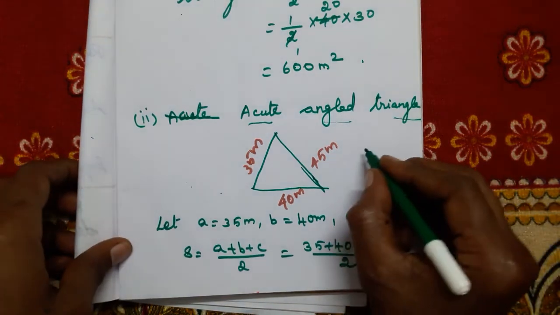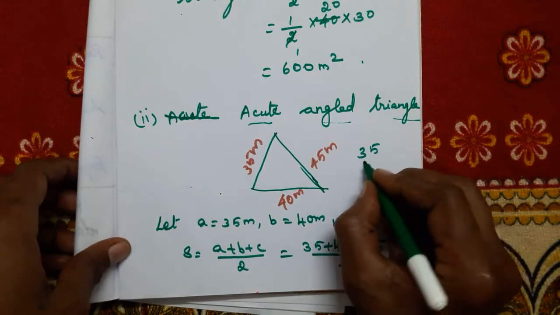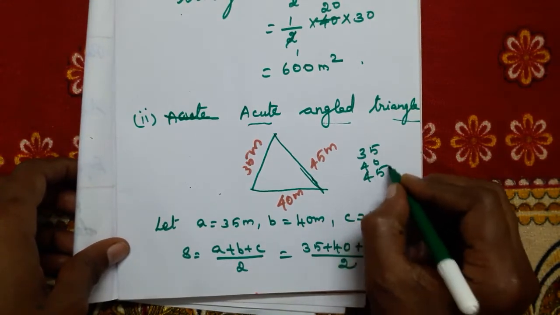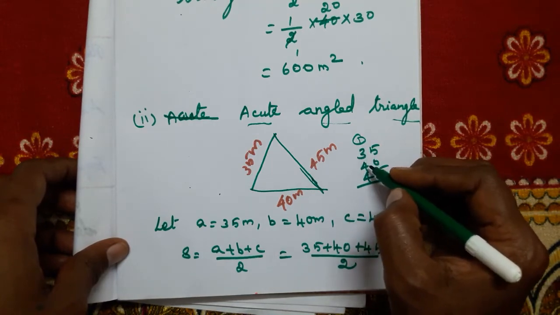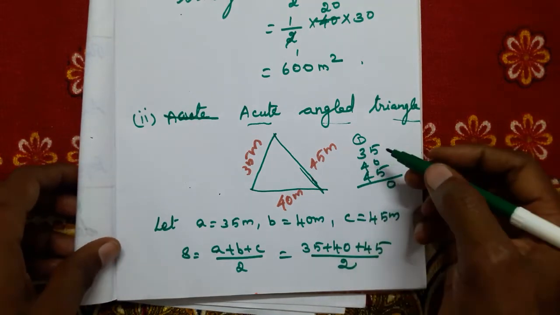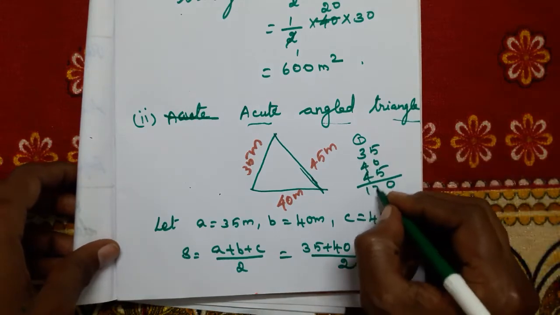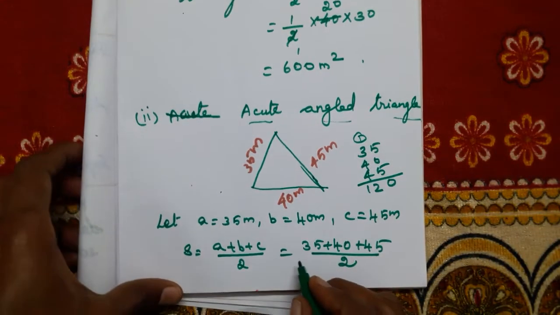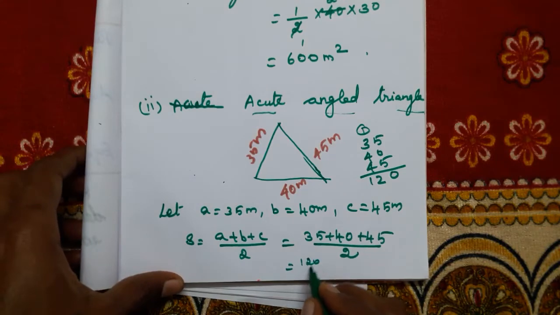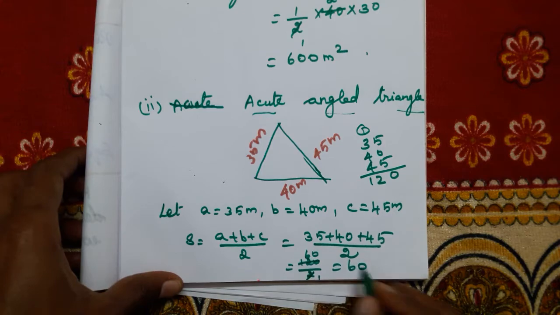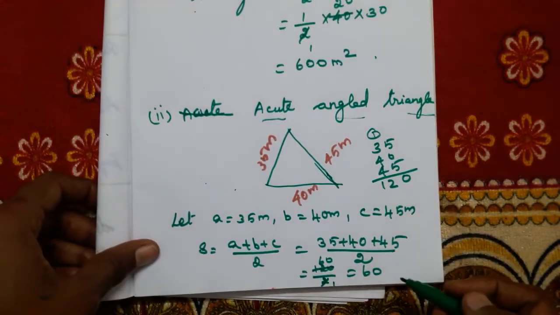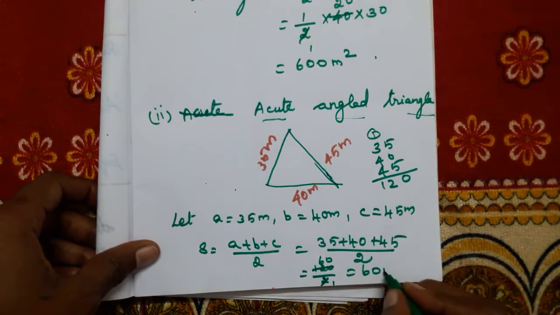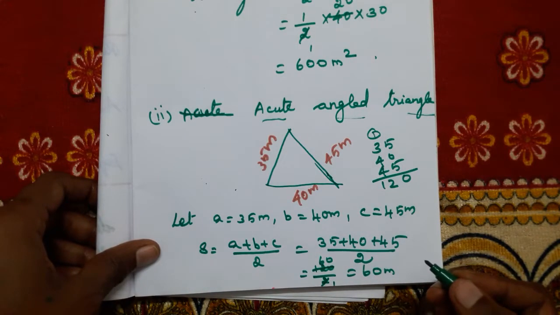When we are adding 35, 40, 45: 0, 10. Next 3 plus 1, 4, 4 plus 4, 8, 12. So 120. It's equal to 120 by 2, equal to 60. What's the semi-perimeter? S is equal to 60 meter.